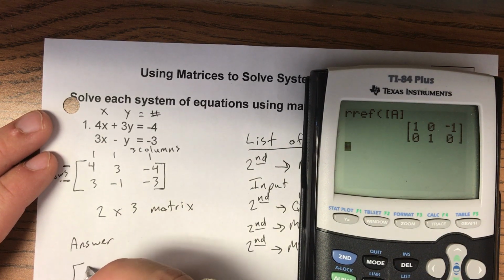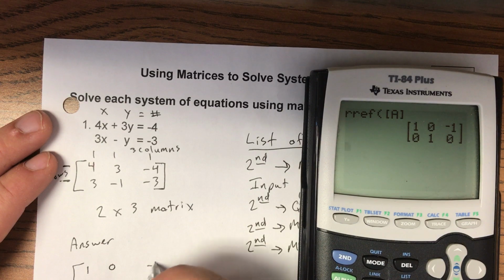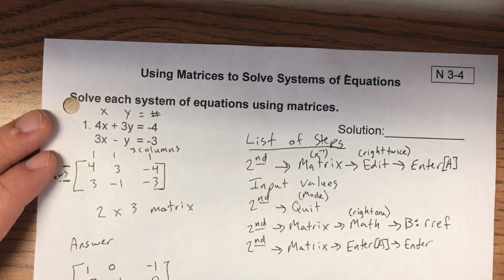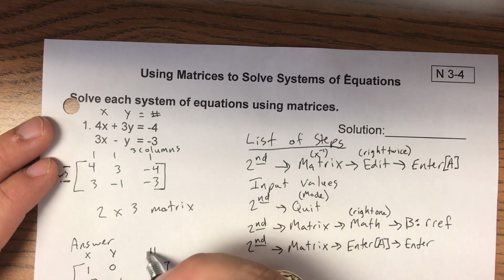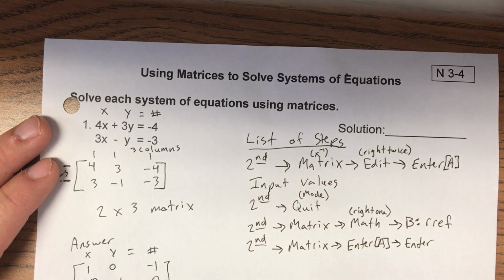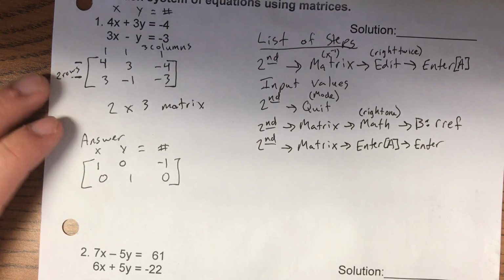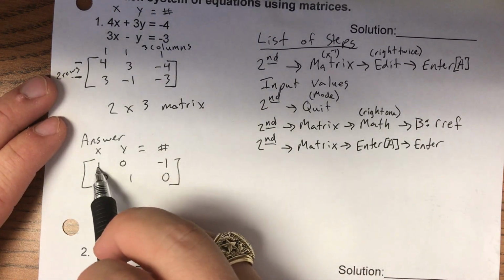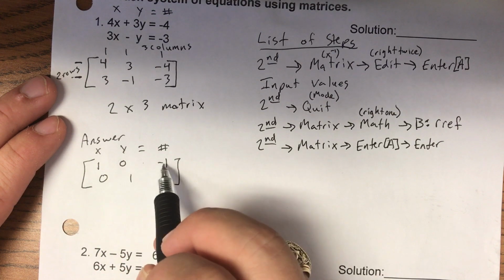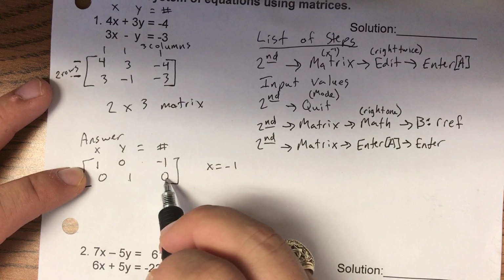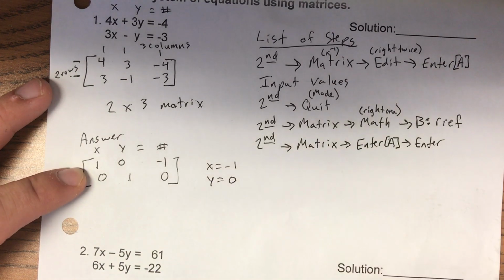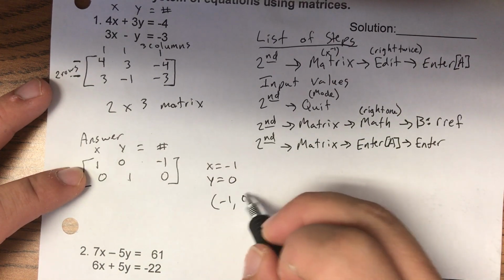And I'll tell you how to read it as well. There's 1, 0, -1, 0, 1, 0. All right, so remember this was our X column, our Y column, and our solution column. And so this says 1x, no y's, equals -1. So my x is -1, no x, 1y equals 0, y equals 0. So my answer is -1, 0.